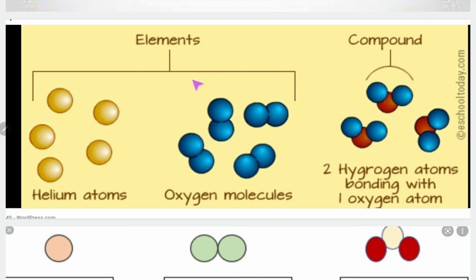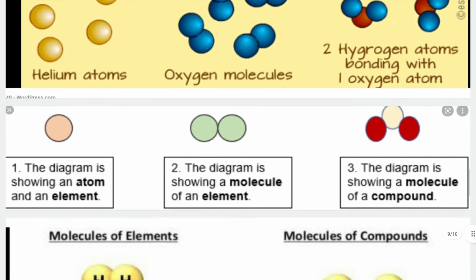An individual atom is called an element. If it is the same kind, we call it an element. A group of atoms of the same type is also called an element. A group of atoms is called a molecule, but if it is the same type, it is a molecule of an element. Compound means two different atoms combined together to form a compound.